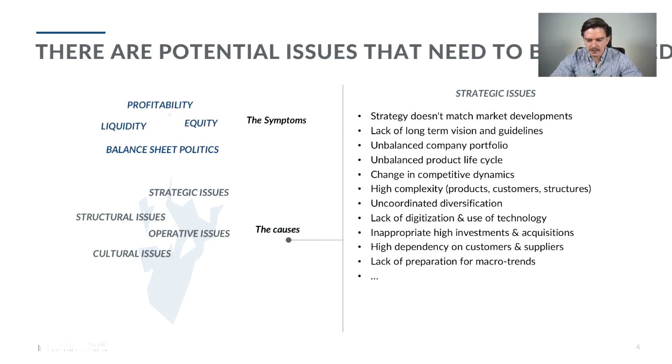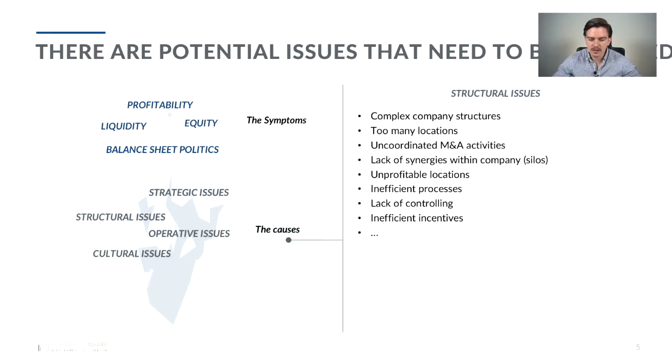Then the next lever is that we take a look at structural issues, and this can also be a big problem that leads maybe to P&L issues. So for example, maybe a company has too complex company structures. Maybe they have a very complex metrics structure that is very hard to manage. Maybe they have too many locations. Very often, even in the same country, they might have different production facilities, which is very cost intense.